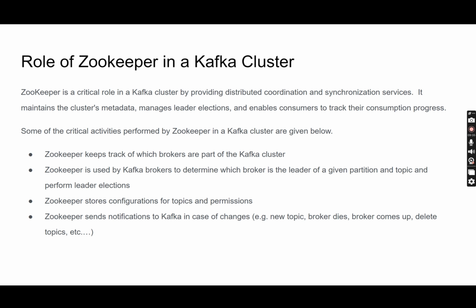Okay, now let's come to the specific case of Kafka. In Kafka, as discussed, Zookeeper is doing distributed coordination and synchronization service. It takes care of managing the metadata, managing the leader election, and also keeps track of the consumption progress. How does it keep track? Basically, the offset management is maintained in Zookeeper.